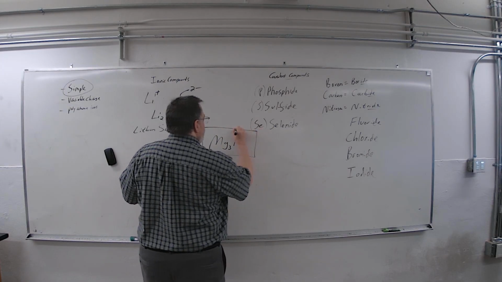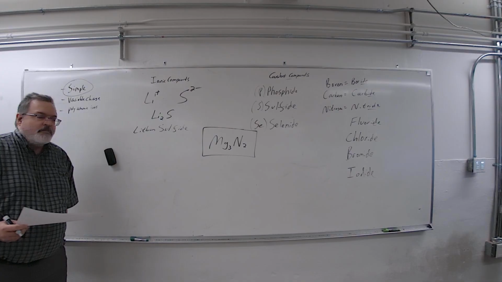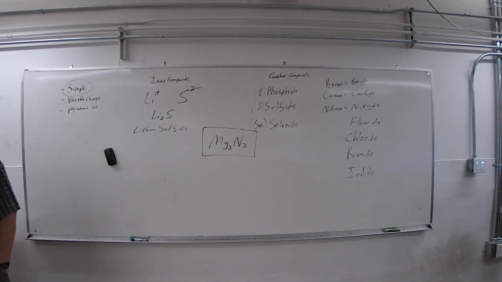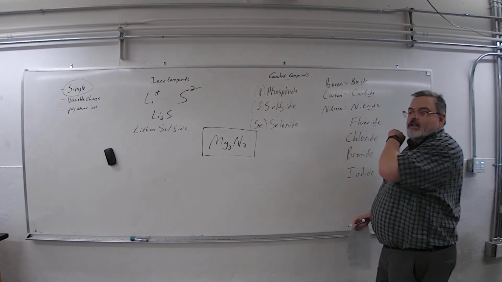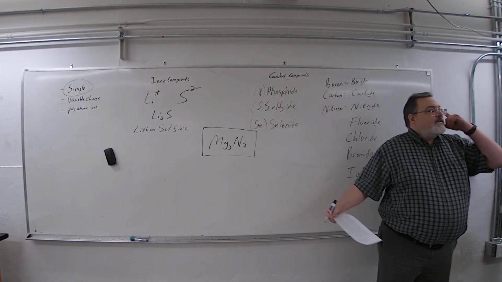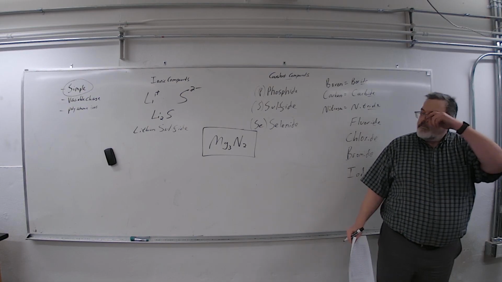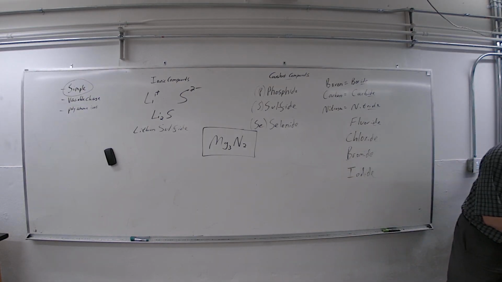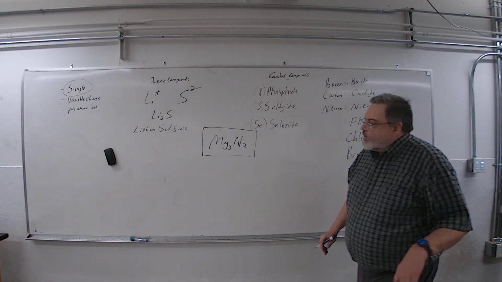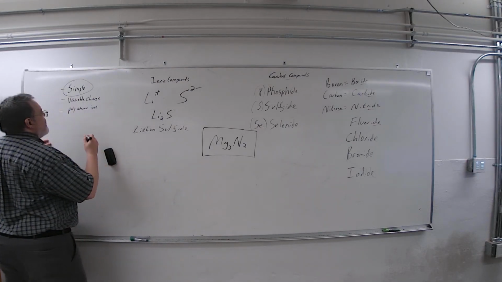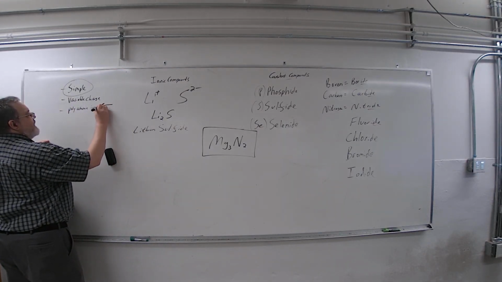What's the name of that? Magnesium and nitrogen. It's magnesium, it's nitride. Magnesium nitride. That's not hard, right? Naming those is not hard. You know what, I think I'll do these next.